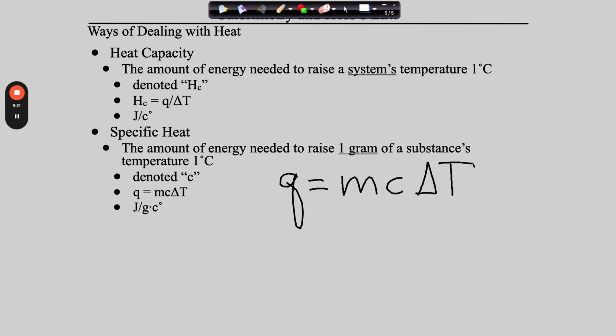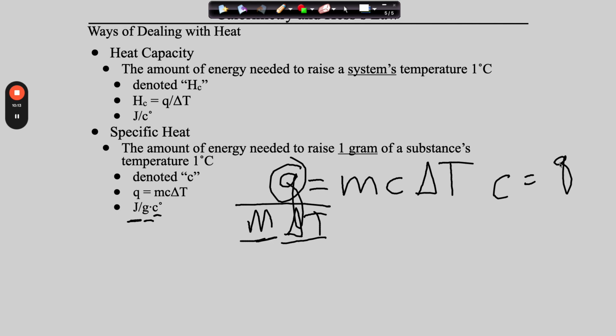So if we want to solve for C, what do we divide by? If we want to solve for C, we divide by M and delta T. So it's Q, energy, joules, mass, grams, change in temperature, degrees Celsius. So C is equal to Q divided by M delta T. So the units for C are the amount of energy, joules, to raise 1 gram of whatever the substance is, 1 degree Celsius. Does that make sense?